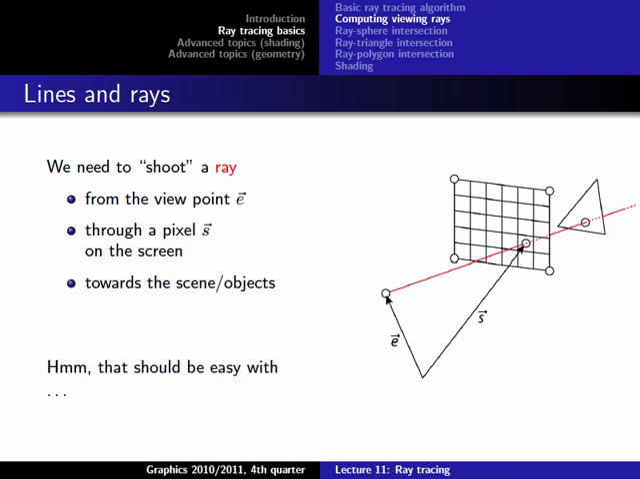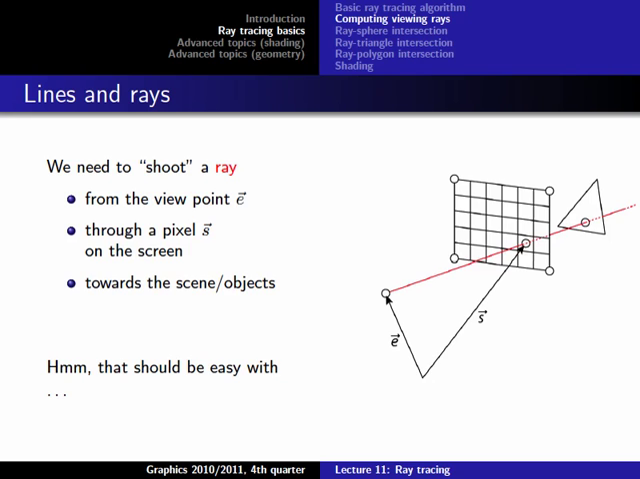So what would be the most obvious thing to do here? How can we represent such a ray? A vector? Almost. A line, exactly. And what kind of line representation would we use? What's the most natural? We had different representations like implicit, parametric.